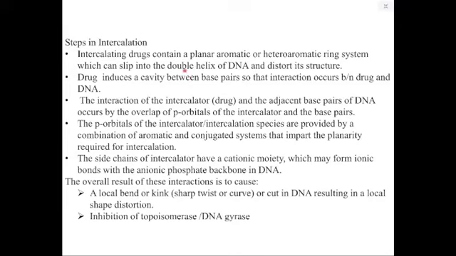So the intercalating drugs contain a planar, and planar means it's just flat, planar molecule or heterocyclic, either aromatic or heteroaromatic ring system, which can slip into the double helix of the DNA and distort its structure. The drug induces a cavity between the base pairs so that interaction occurs between the drug and the DNA. Just as we have said, it comes in, there's a separation, and it sits there, and the drug now and the DNA strands can have an interaction. The interaction of the intercalator, which is a drug, and the adjacent base pair of the DNA occurs by the overlap.